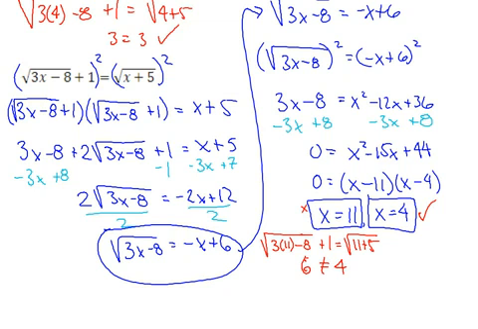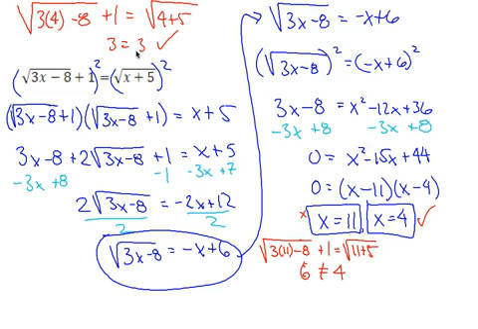Alright, so what I've done is I went through and I checked my 11 down here, and you end up getting 6 is equal to 4, which is not possible, so 11 is not a solution. And then up here I checked my 4, and that indeed did work. Alright, so if I were to graph this, it would cross my x-axis at 4.